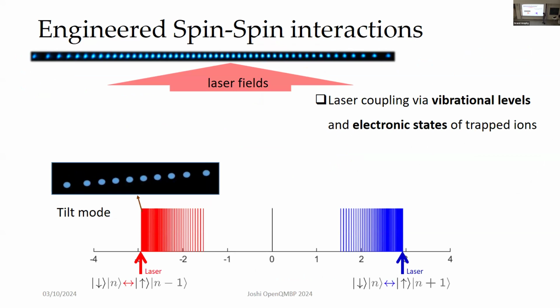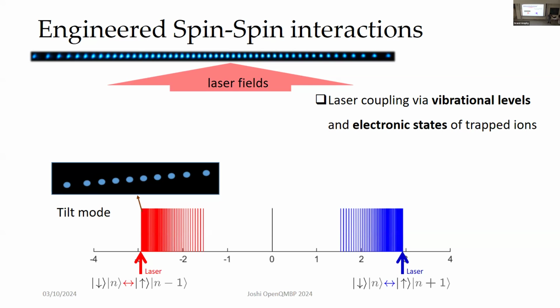If you excite one of these red sidebands, you basically go from spin down state to spin up state while changing the phonon state from n to n-1. When you change the phonon state, all ions know that the phonon state had changed. That information you can use for making conditional operations on the spin state. Also, if you excite the blue sideband, it goes from spin down n to spin up n+1.